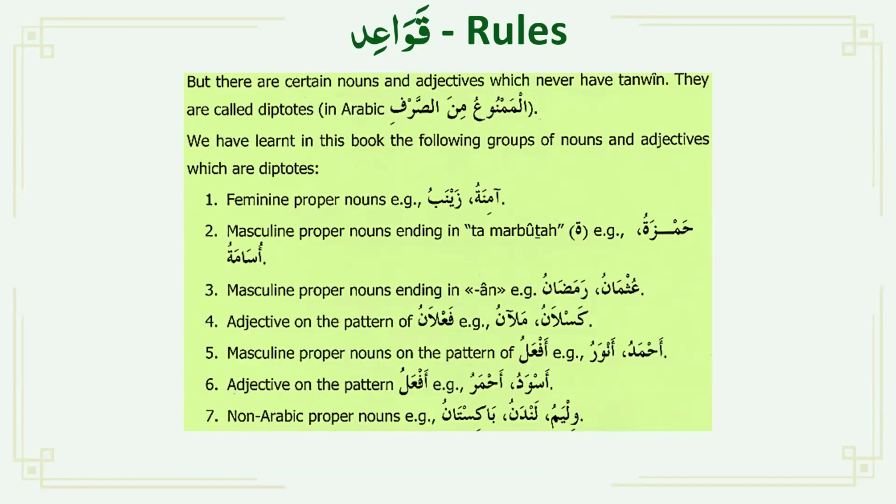Masculine proper nouns that have a ta marbuta. This was a question yesterday you were asking, Badr, Usama, Daniel. Now that you have a masculine proper noun that has a ta marbuta, it will not take a tanween. You're not going to say Hamzatun, Usamatun. Masculine proper nouns ending with an, Usman, Ramadan, will not have the tanween. You're not going to say Usmanun, Ramadanun.